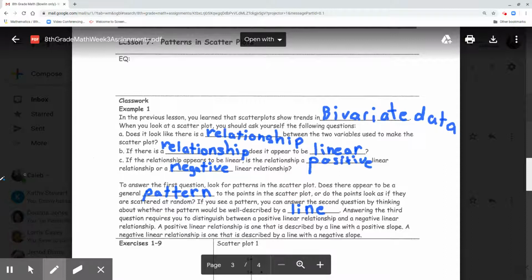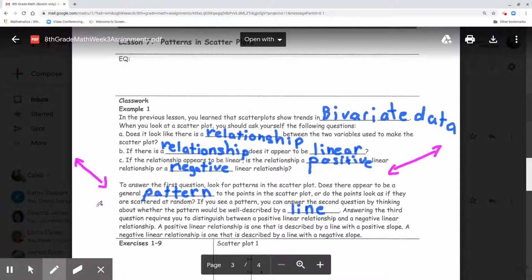A positive sloping line, as it goes from left to right, will start lower than it finishes. So this would be a positive sloping line or positive linear relationship if the points are following that type of pattern. For negative, we're looking for something that starts higher than it finishes. So it's going to be a decline. It's like you're going down the hill from left to right. So keep that in mind when we're answering some of these questions.